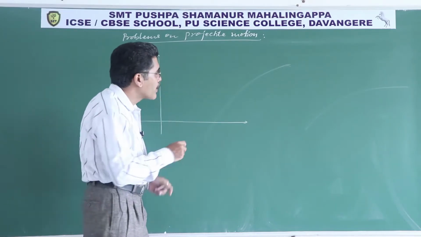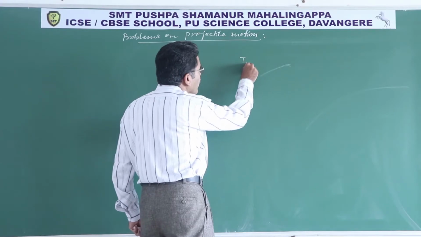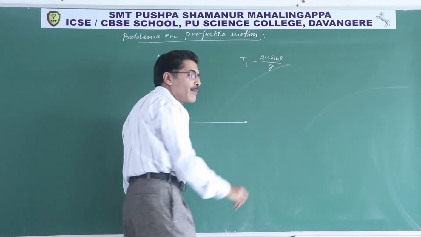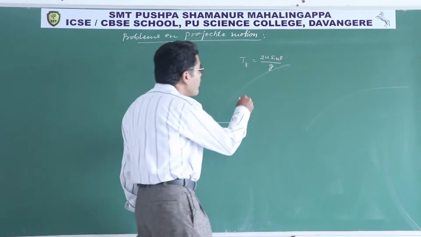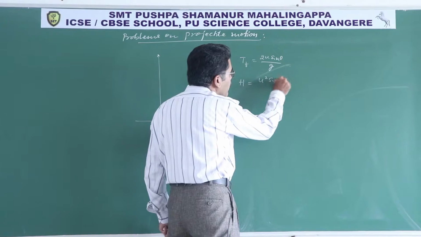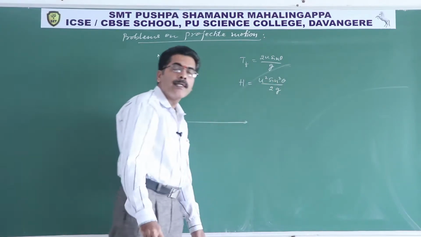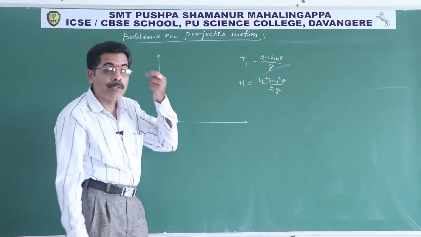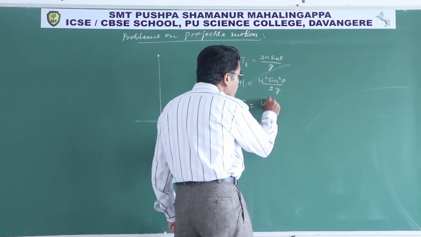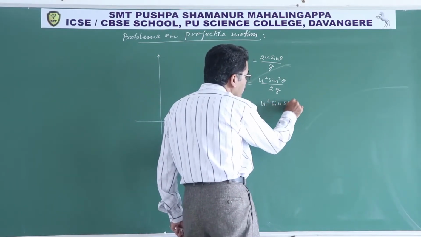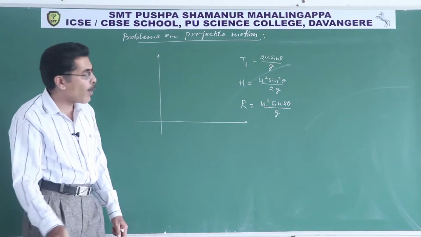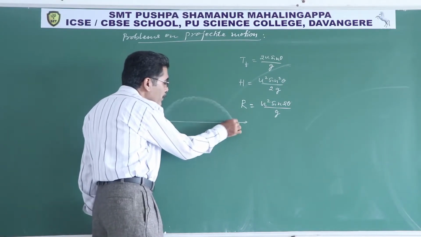The time taken by the projectile to reach the ground is called time of flight. It is given by 2u sin theta divided by g, that we have derived. The maximum height reached by the projectile is given by h is equal to u square sin square theta divided by 2g. The maximum horizontal distance covered by a projectile is given by range R is equal to u square sin 2 theta divided by g. These are the equations we have derived. Now let us work out a few problems related to projectile motion.